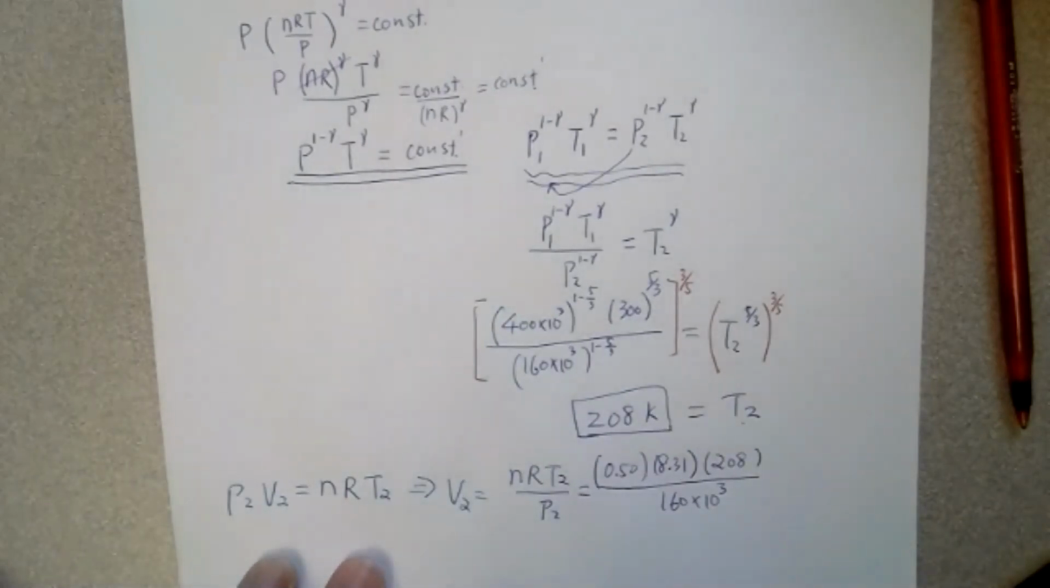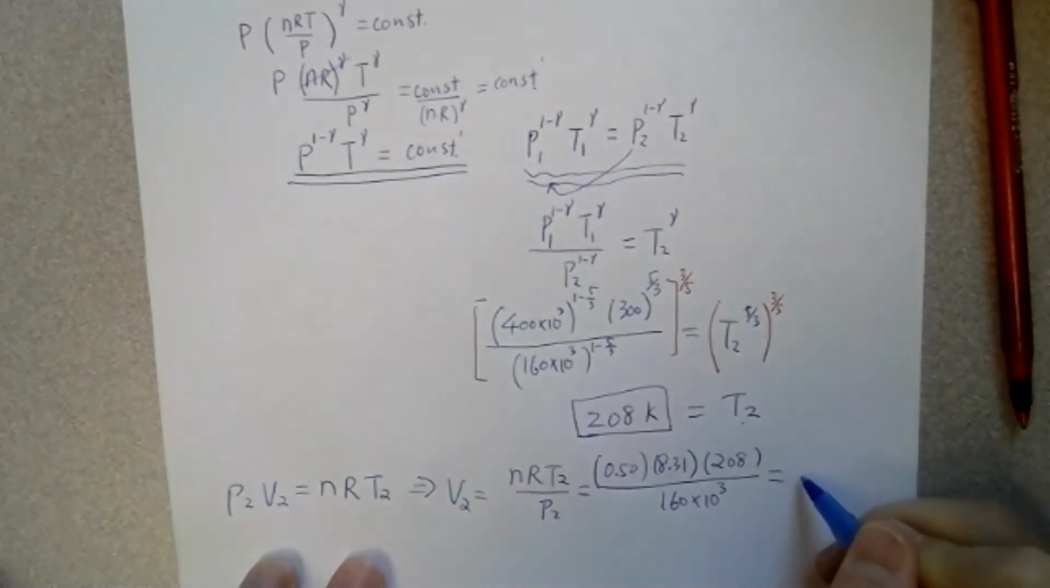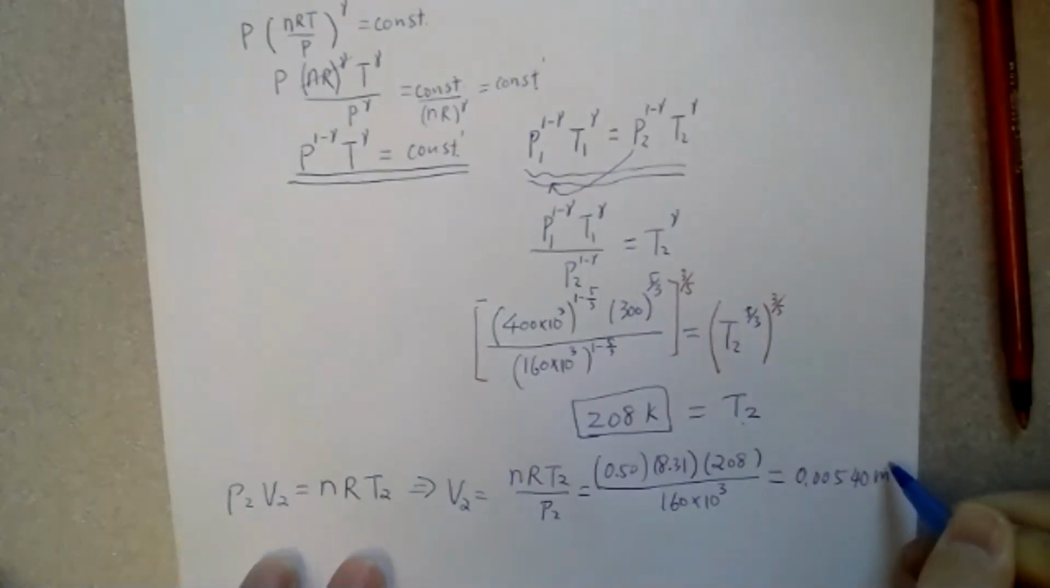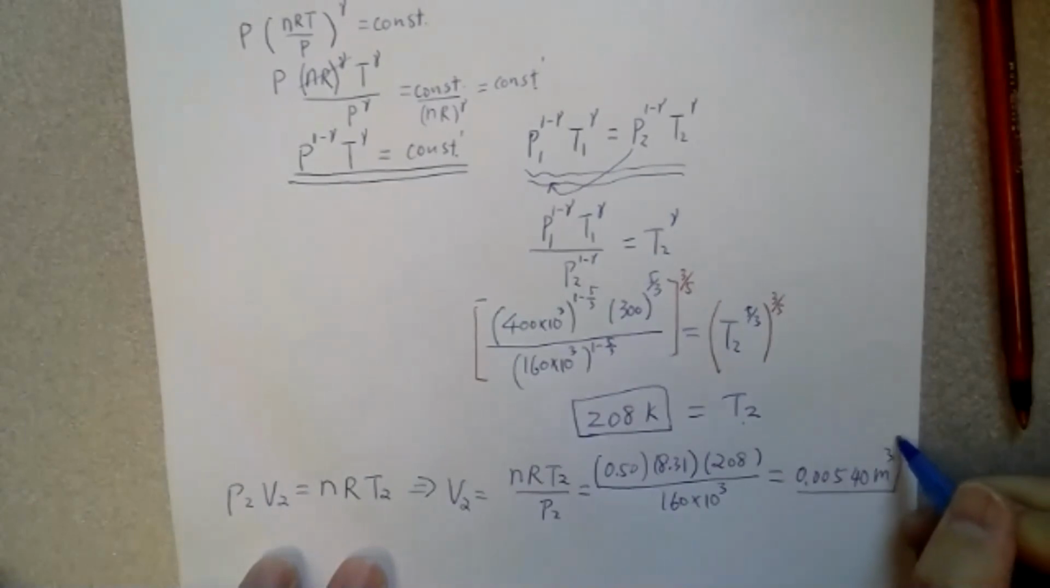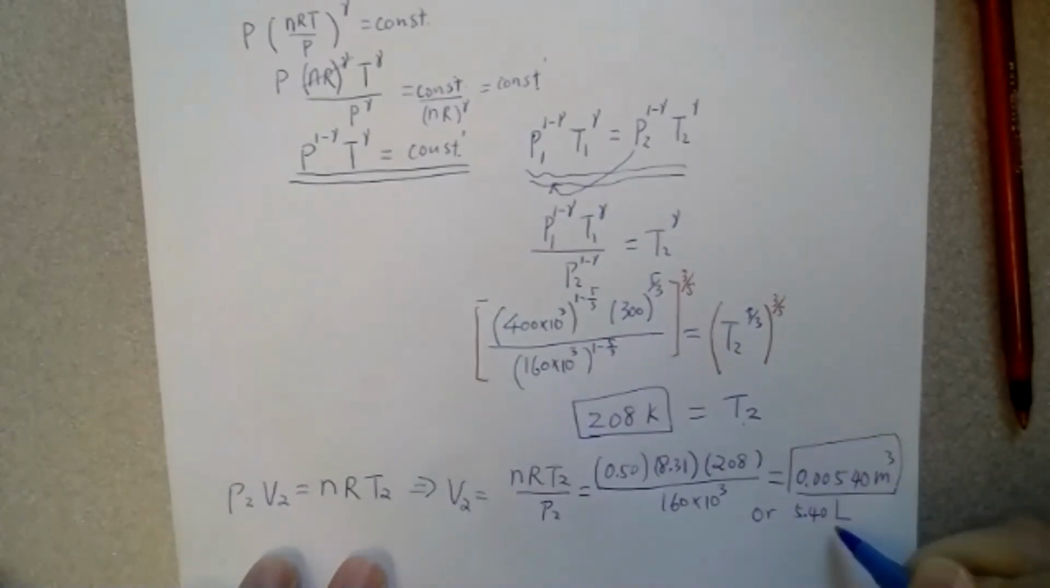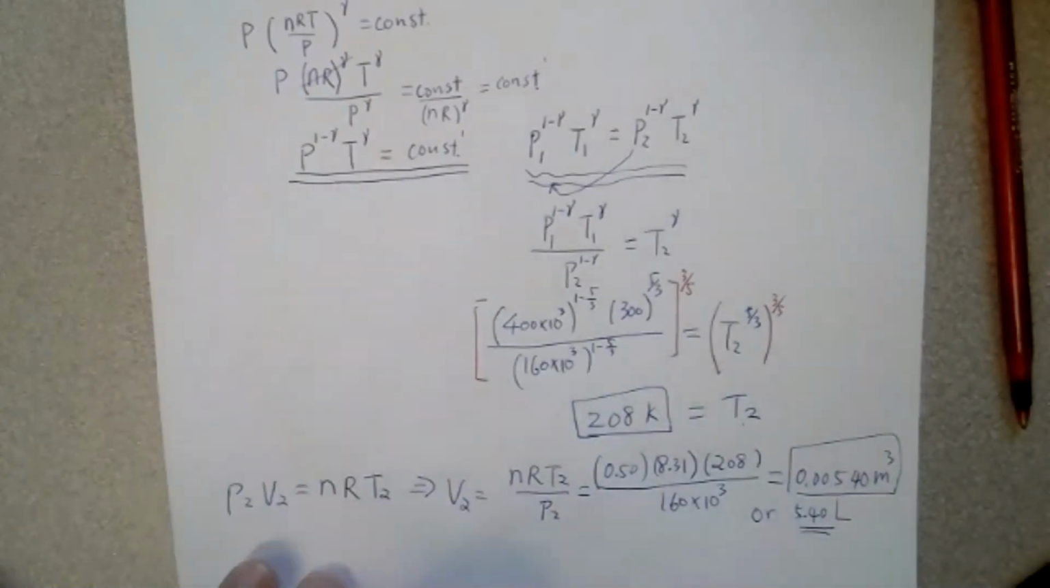All right. So that gives you 0.00540 meters cubed, or 5.40 in liters, if you prefer to use liters here.